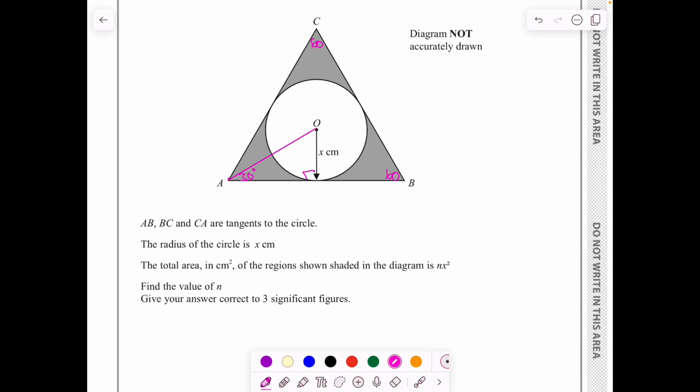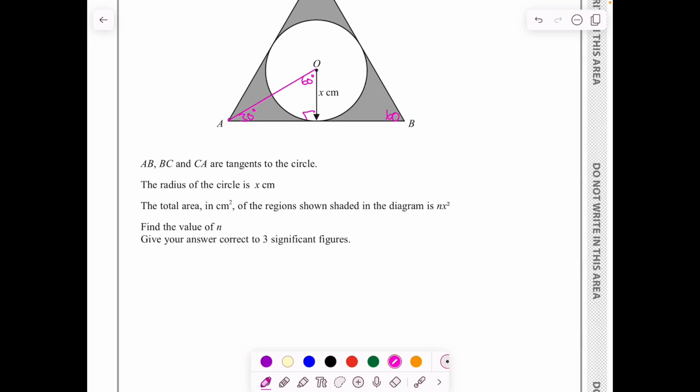And obviously we can do 90 plus 30, which is 120, and then subtract that from 180 to give this as 60. So that must be 60. Okay, so what I would do is, because we're trying to find the shaded area, find the area of the whole triangle here. So we're going to find the area of the whole triangle here.